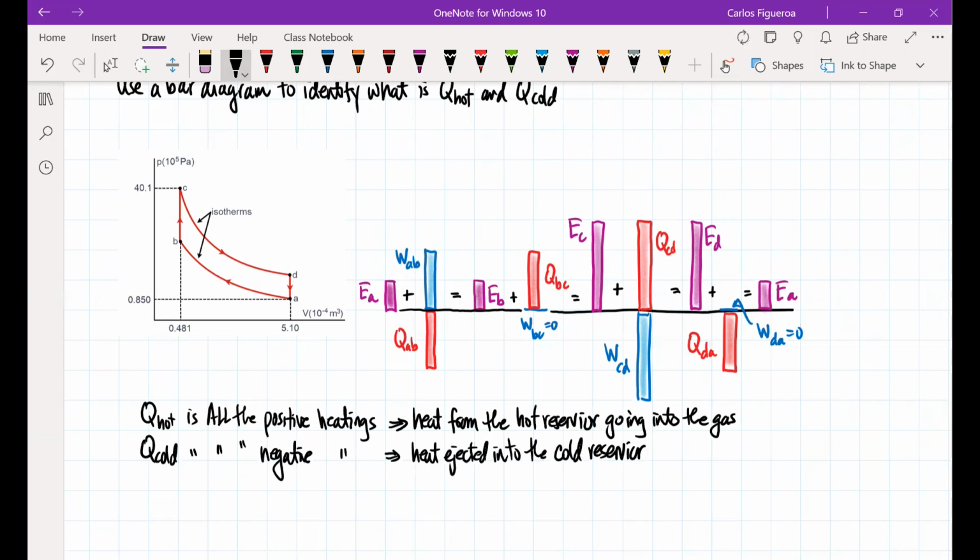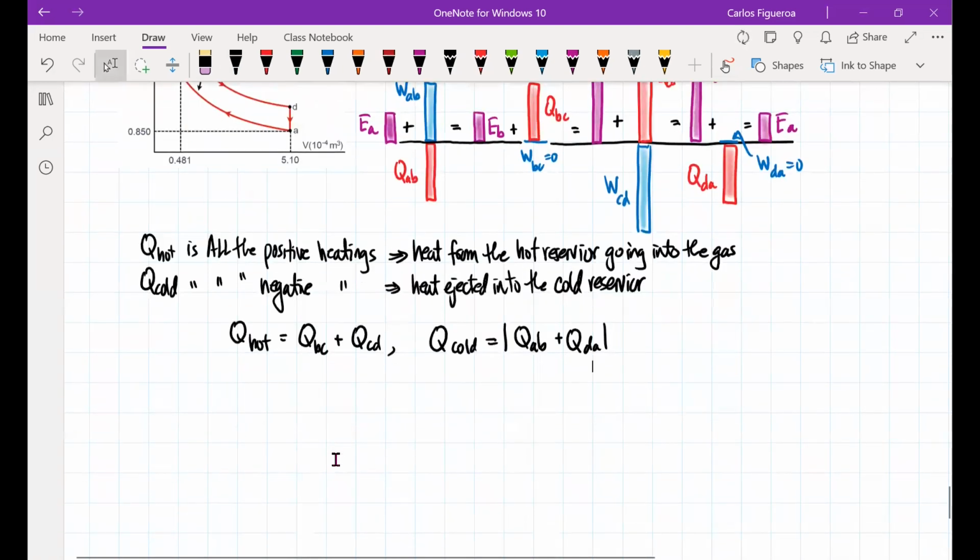So it's clear in this situation that Q hot, all the positive ones you could see, is going to be QBC plus QCD. And then I have Q cold. So note that this has to be an absolute value. It has to be a positive value. We've already accounted for the negative sign in the efficiency equation. So then this has to be all the absolute values of the negative heats. So my goal now is to calculate these things.